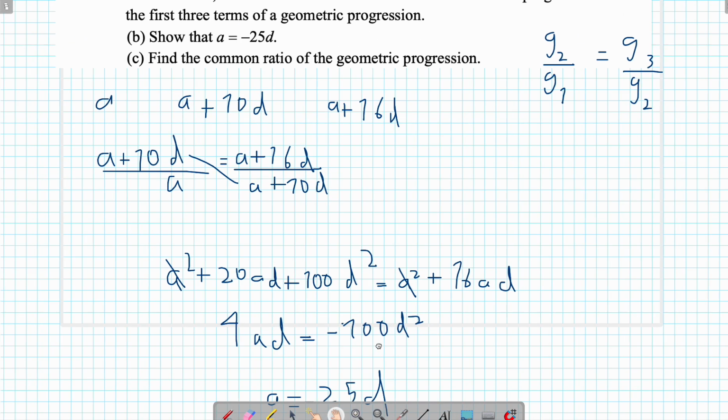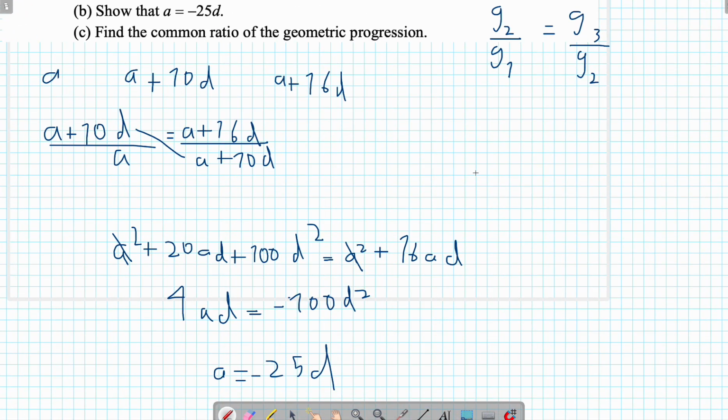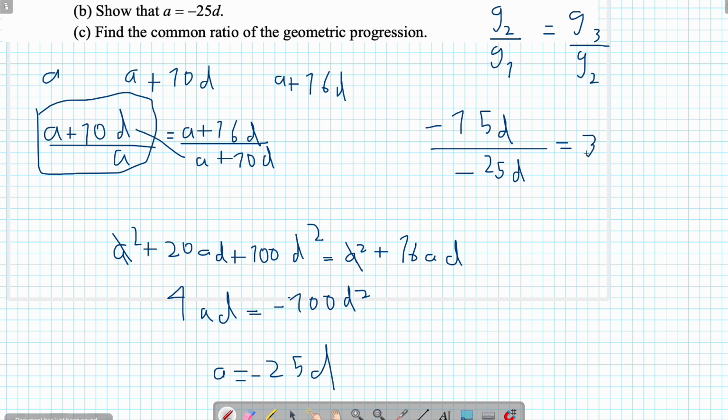And then they want to find the common ratio, so you're going to substitute negative 25d instead of a, let's say here. So negative 15d over negative 25d, you're going to get 3 over 5.